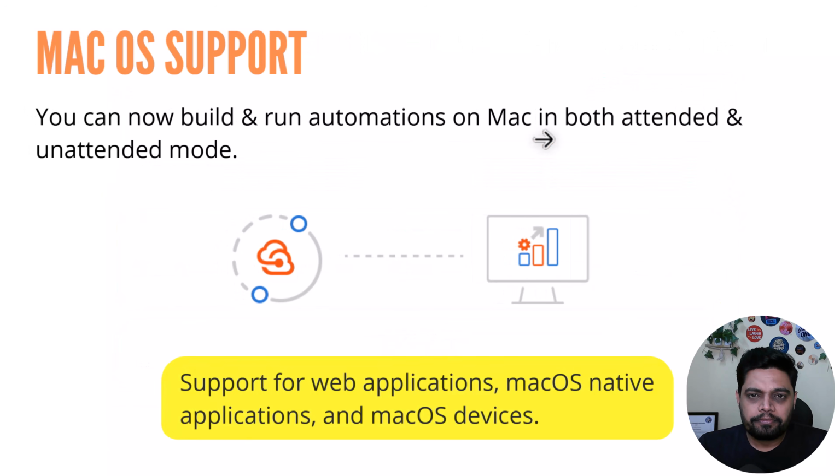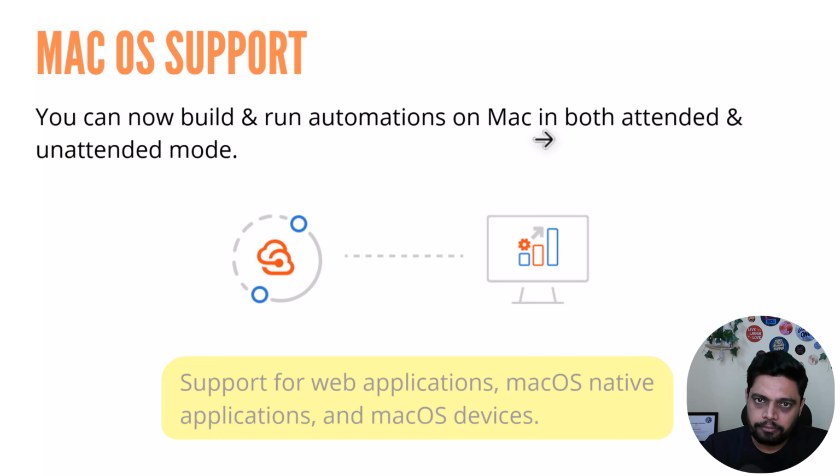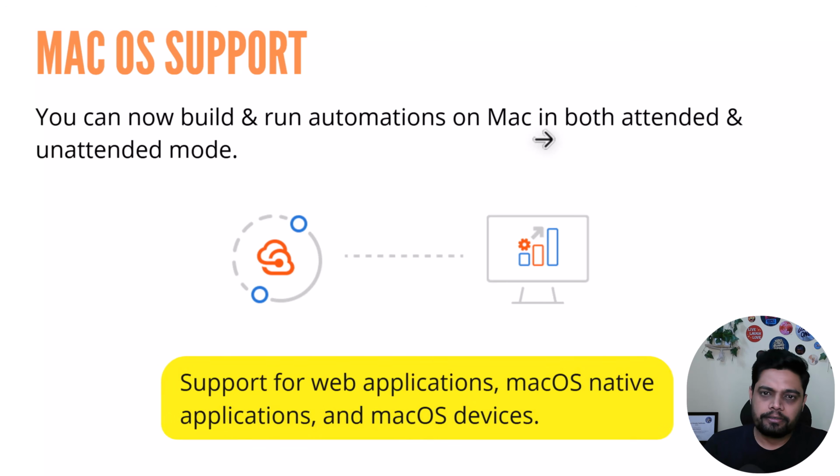Talking about the second feature, which is macOS support. So now you can run and build your automations on Mac. Those automations can be either in attended or unattended mode. So there is support for web applications, macOS native applications, and macOS devices.